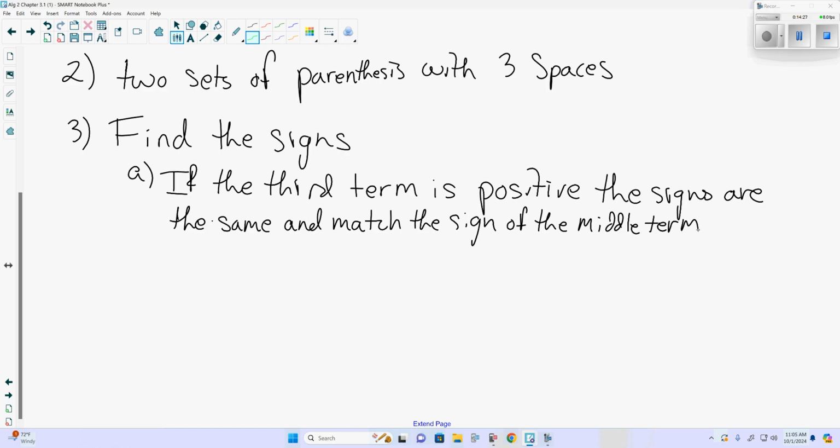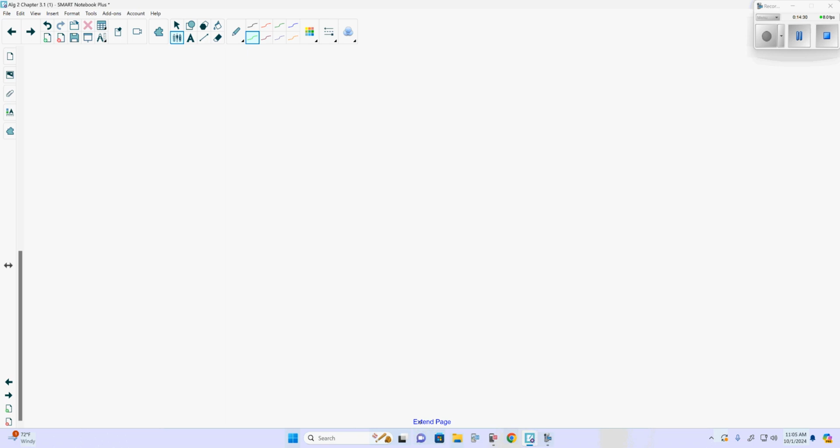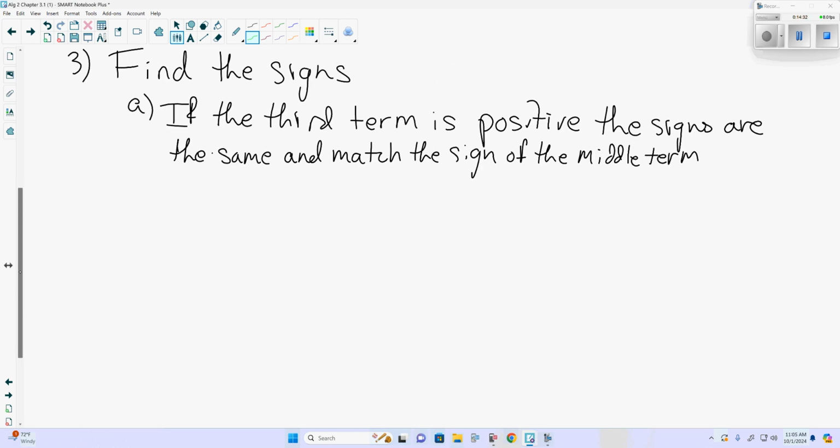Well, so I feel like step 3, part A makes some sense, but doesn't make sense at the same time. It seems a little weird.